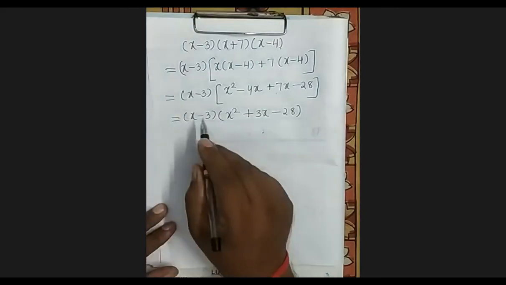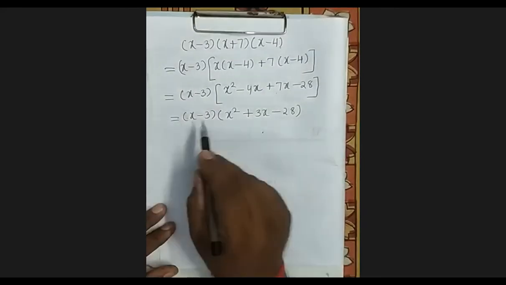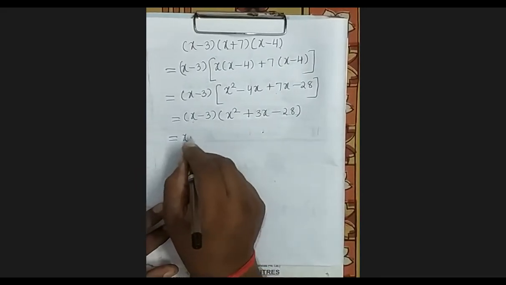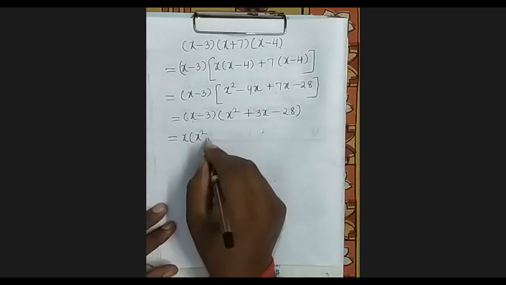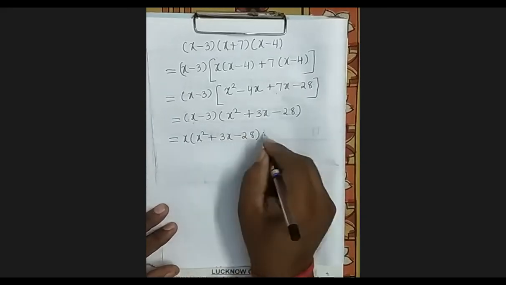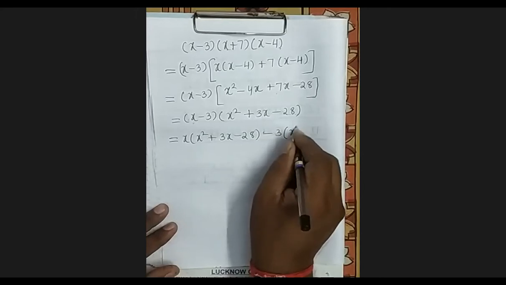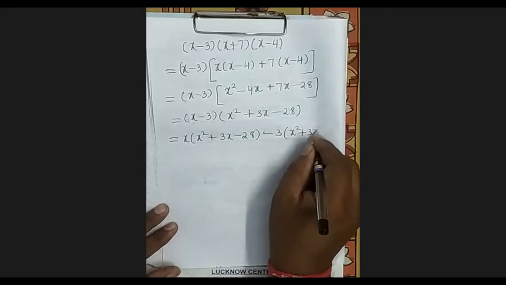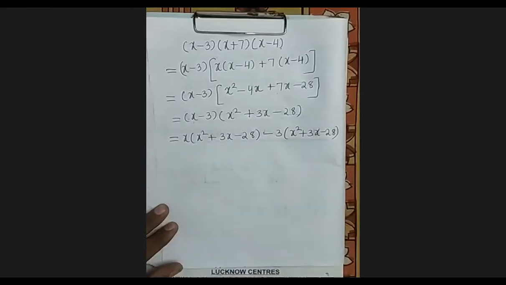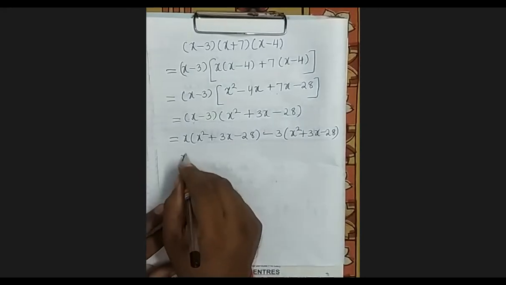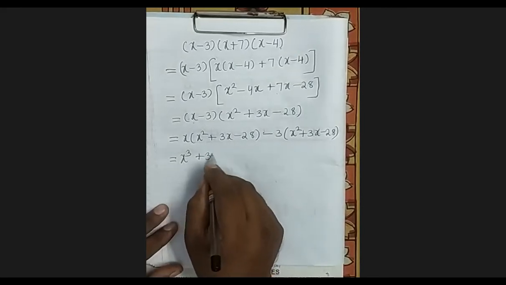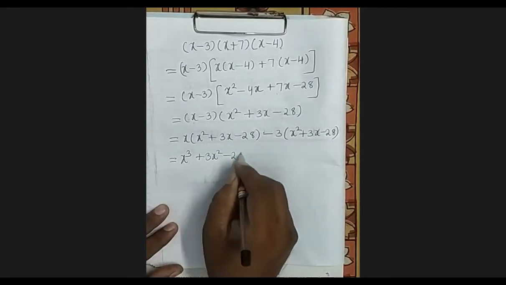After that, what will happen? We will do the same thing. x will be multiplied with this whole. x square plus 3x minus 28, minus 3 (x square plus 3x minus 28). So x into x square is x cube, x cube, plus 3x square minus 28x.